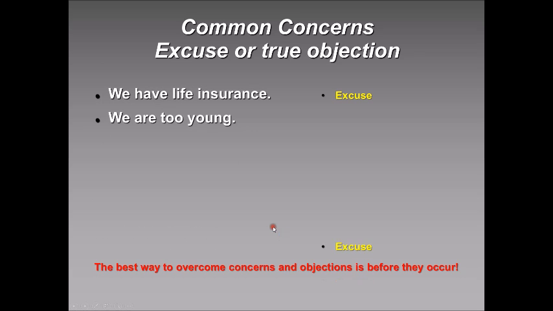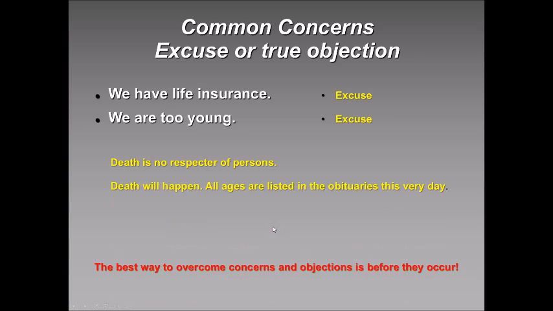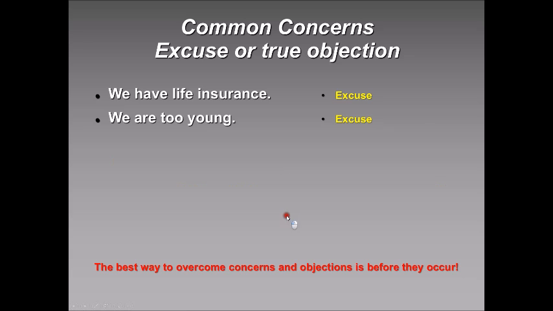The next one says we are too young. I say that's an excuse. Death is no respecter of persons. Death happens every single day. You can get a newspaper and look in the obituary today, and you'll see people listed of all ages, from infants that are only minutes old all the way up to people that are over 100 years old, and all people in between. So there's no way that we can predict death, so you're never too young to think about planning in advance.